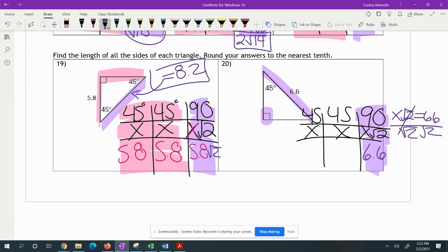This cancels, x equals, and since we're giving the answer in a decimal and not radical form, we can go ahead and plug it into our calculator exactly the way we see it. And this gives me 4.7 if we round. So that means that these two are both 4.7. And those are our legs.